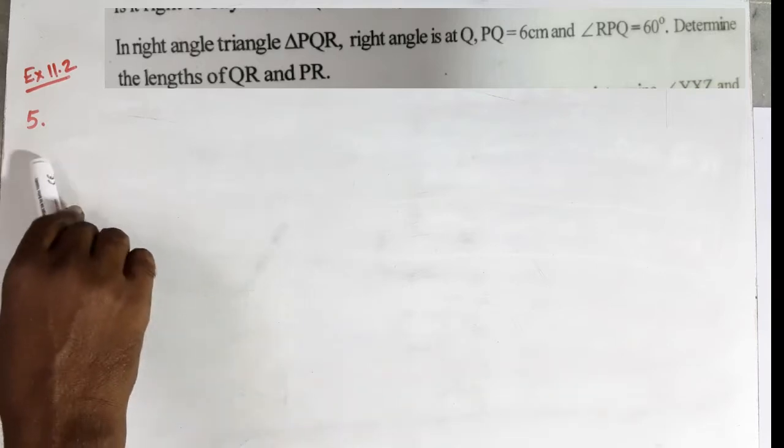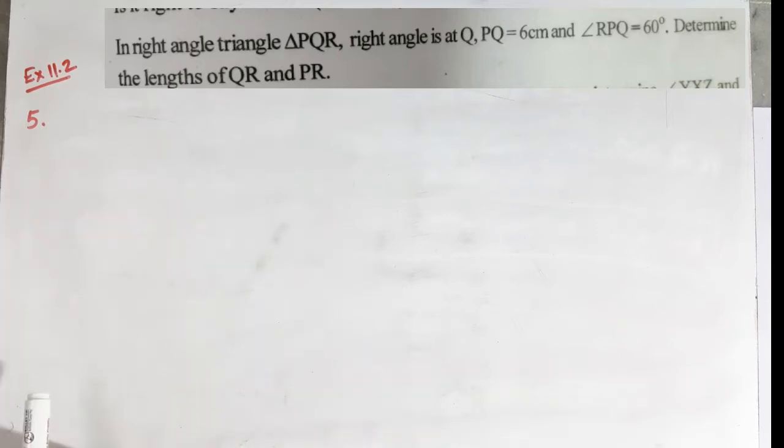Now the 5th problem, I am just going to read the problem. Listen to my problem. In a right angle triangle PQR, right angle is at Q and PQ is equal to 6 centimeters, angle RPQ is equal to 60 degrees. Determine the lengths of QR and PR.